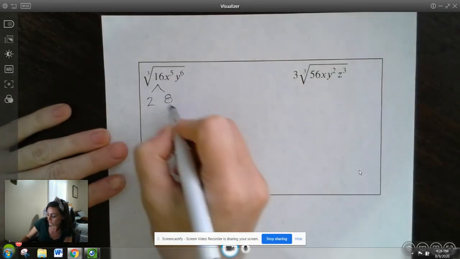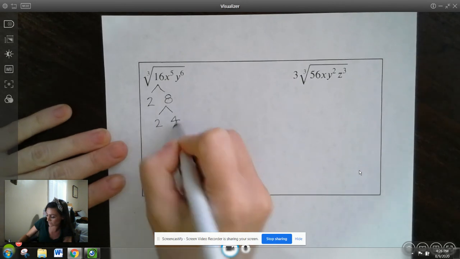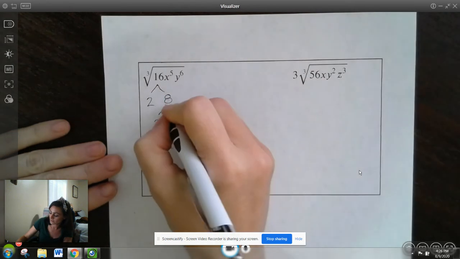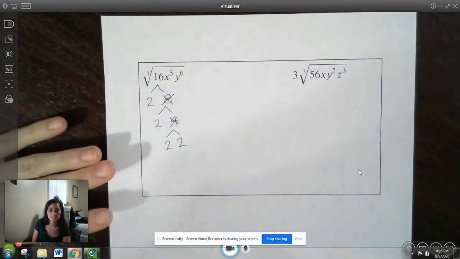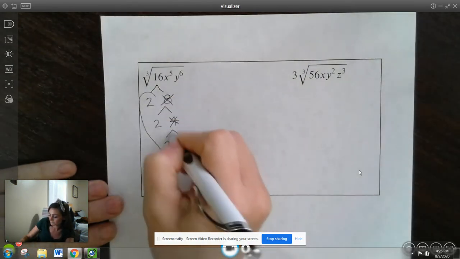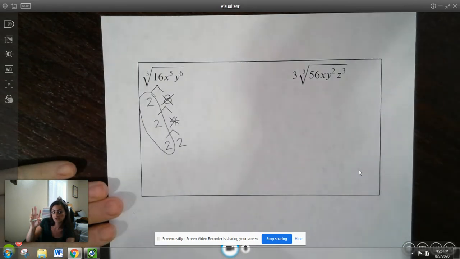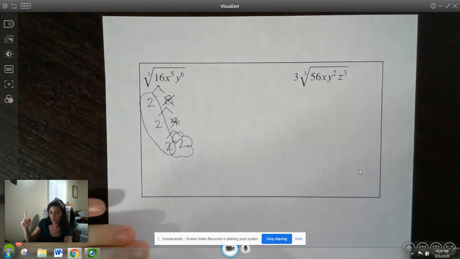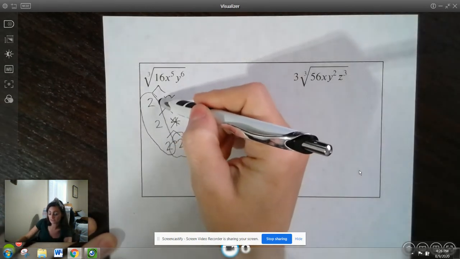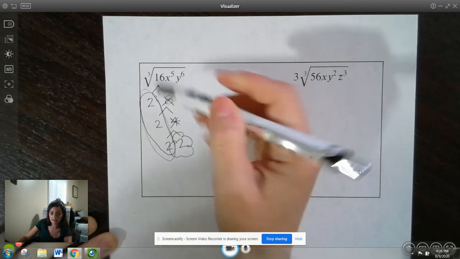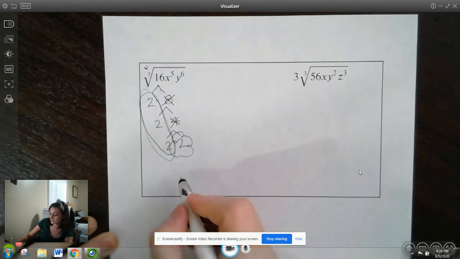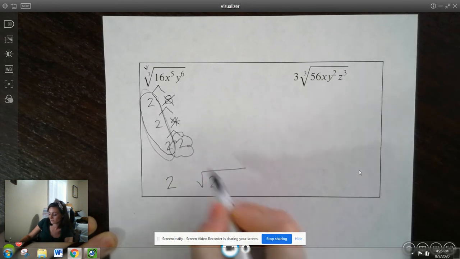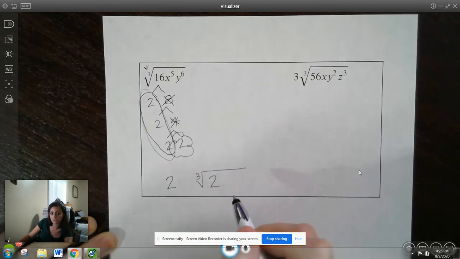So 16 is 2 times 8, which is 2 times 4, which is 2 times 2. So I'm going to get rid of the ones I've already broken down. There is my triple of 2's with 1 left over. So one of those 2's is going to go on the outside and represent this triple that I have to satisfy this index. This leftover 2 has gone inside, and I'm going to show it's a cube root.